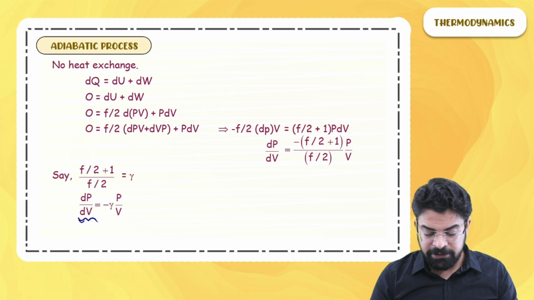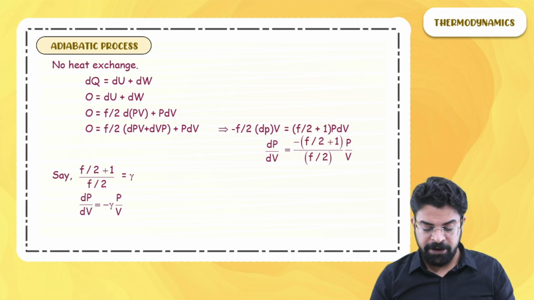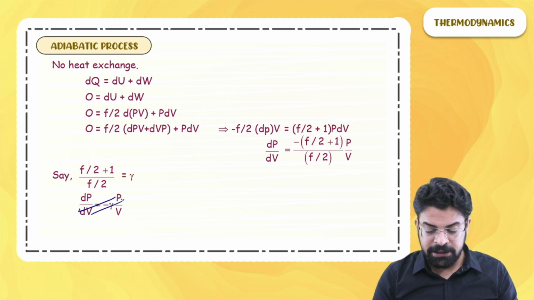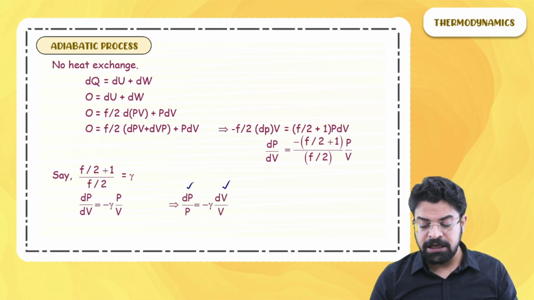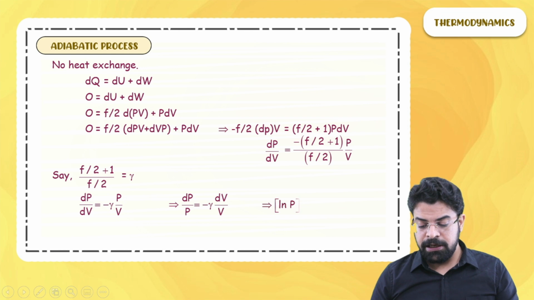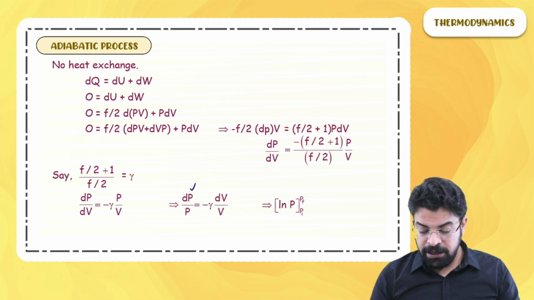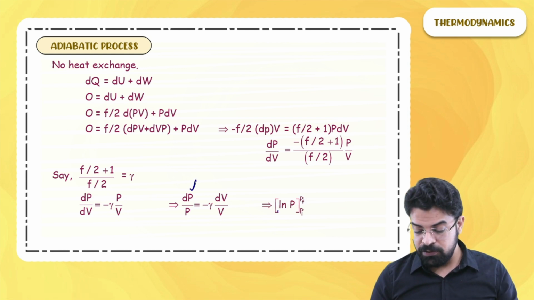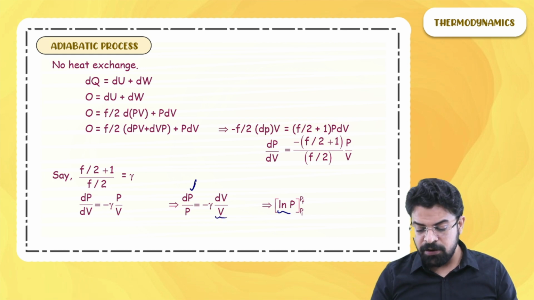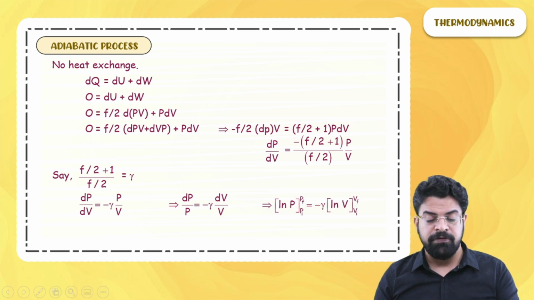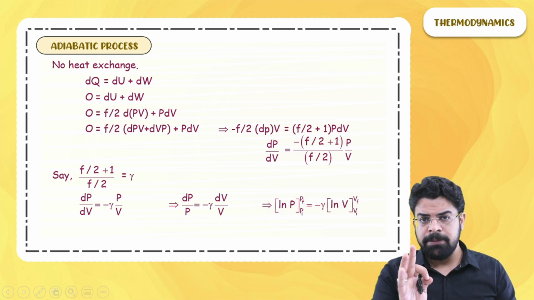So dp by dv equals minus gamma p by v. Now bring this p here and this dv up there. So you will get dp by p equals minus gamma dv by v. Integrating both sides, the integration of dp by p gives you ln p, integrating from p initial to p final, and the integration of dv by v gives you ln v, integrating from v initial to v final. Always substitute upper limit minus lower limit.